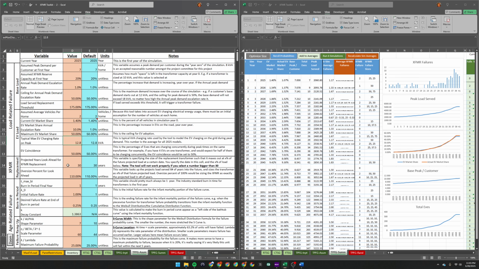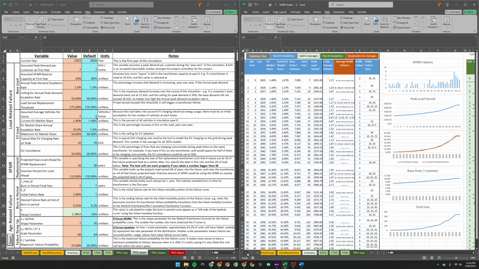So moving on, the typical max EV charging rate on peak. I have this in here as 12.8. I may end up making this lower because I think that seems pretty high. But basically, this is just saying, if you're assuming that everyone has level 2 chargers and they're charging their EVs while they're on the monthly coincident peak for everyone on this transformer, and you think that they average 10 kVA when they're charging on that peak, that's what I would put there.